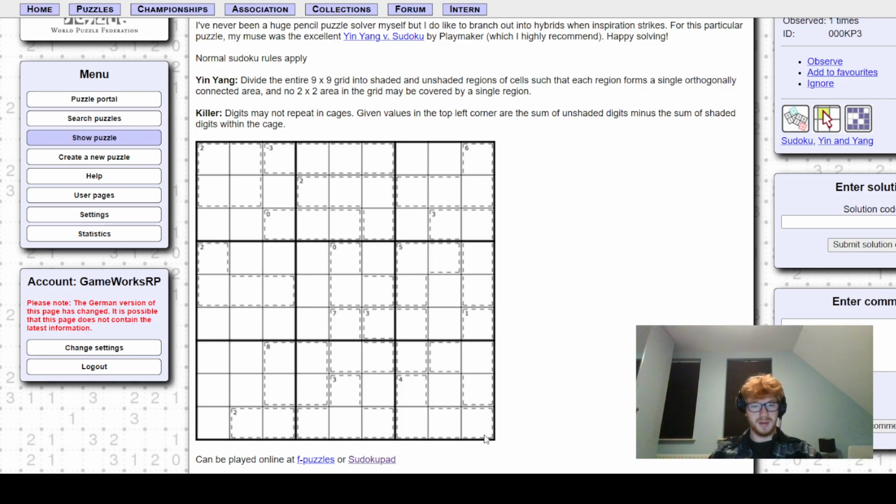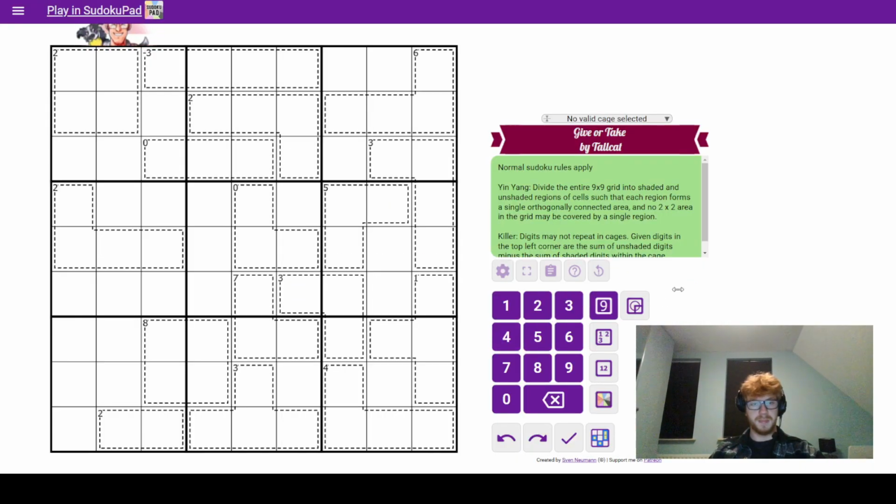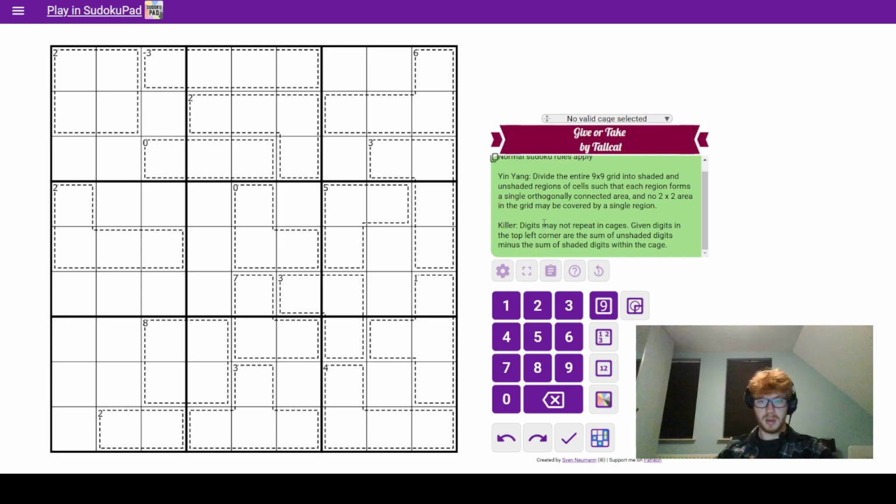Let's just start and we'll go through the rules. It's a Yin Yang puzzle, so that means we have to color the entire grid in shaded and unshaded regions, where each region forms a single orthogonally connected area and no 2 by 2 area in the grid may be covered by a single region, which is just standard Yin Yang rules. And then there come the killer rules. Digits may not repeat in cages. Given digits in the top left corner are the sum of the unshaded digits minus the sum of the shaded digits within the cage.